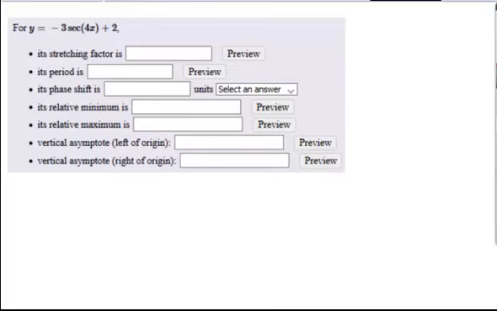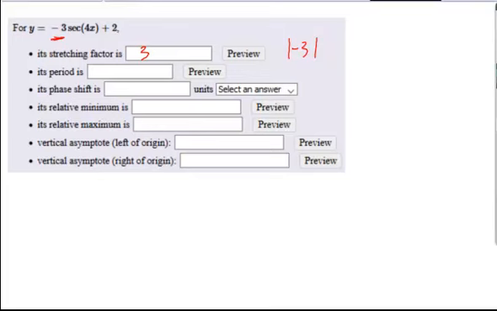For this problem here, again, we're going to look at finding these different pieces of information. The stretching factor is going to be the absolute value of my multiplier in front of the secant. So I take the absolute value of -3, which gives me +3. Again, it corresponds to the amplitude of the corresponding cosine function.